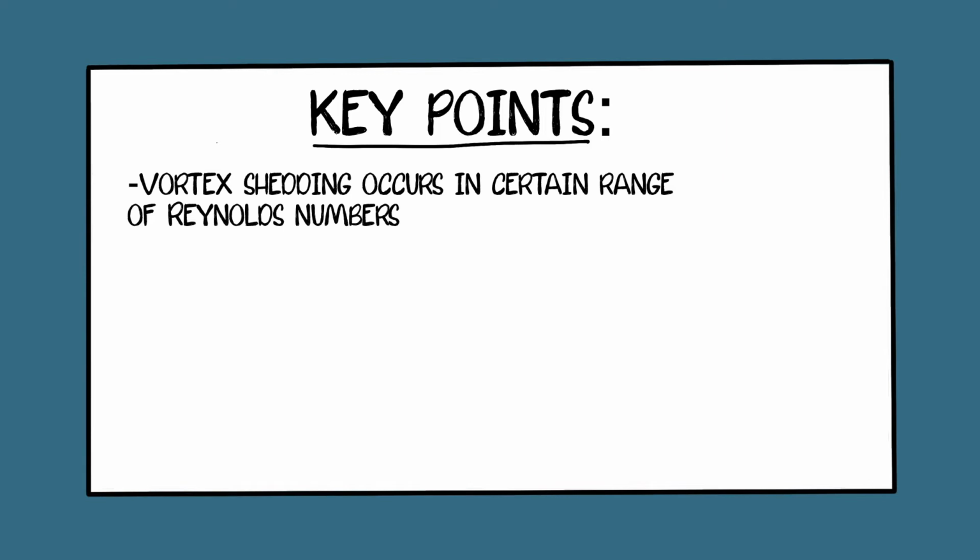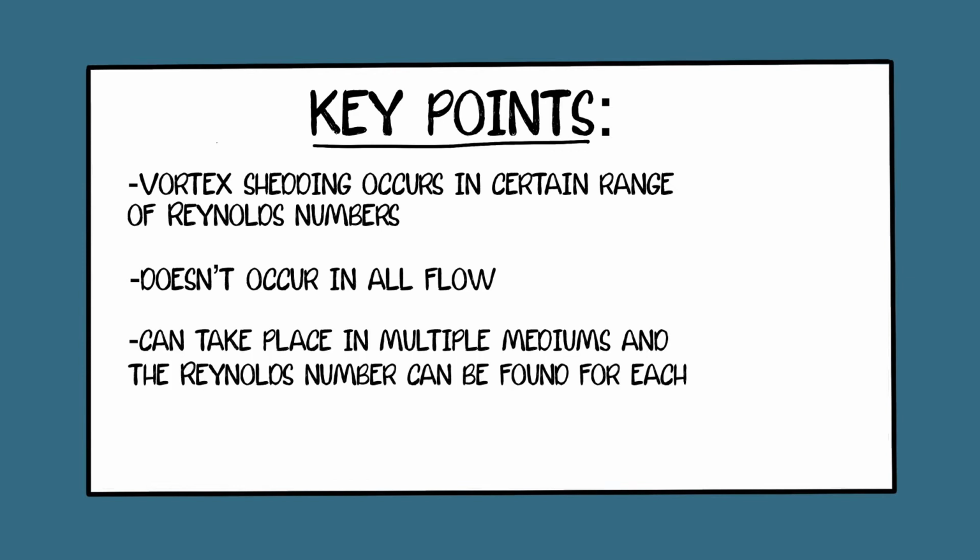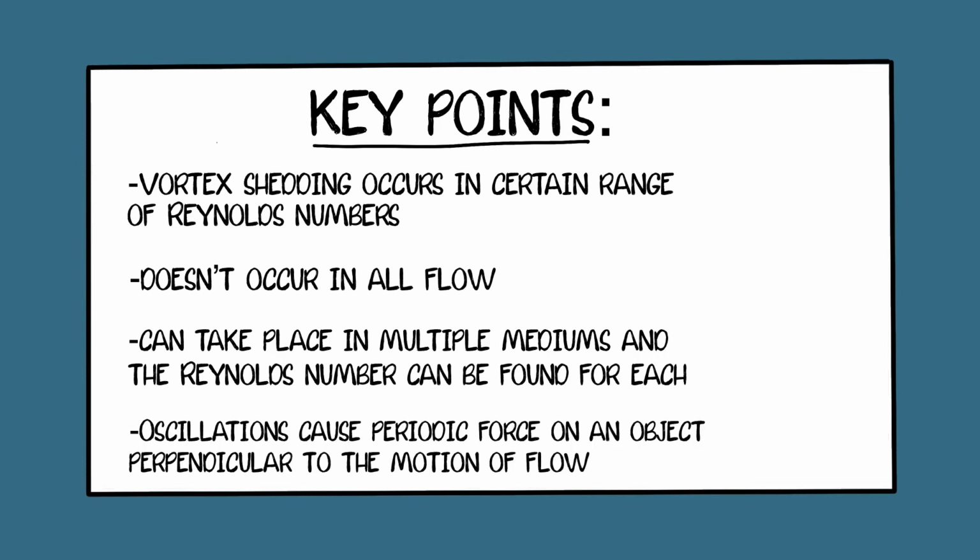There are a couple key takeaways that we should take about vortex shedding. One is that vortex shedding occurs in a certain range of Reynolds numbers. It cannot occur in all types of flow. We can find the Reynolds numbers for different mediums, and we were able to perform vortex shedding demonstrations in water and air at different velocities, viscosities, and length scales, which contribute to the Reynolds number. Oscillations cause periodic force on an object perpendicular to the motion of flow. This is an important design consideration.